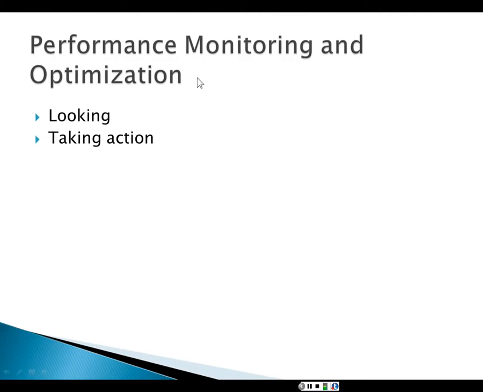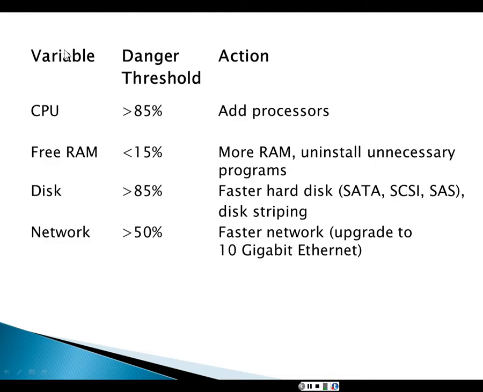Performance optimization, performance monitoring, and optimization. Performance monitoring simply means looking, and performance optimization means taking action if something is wrong. When we perform performance monitoring and optimization, we have key variables, the danger threshold, and then the action that we would take. So for the variable of CPU utilization, the danger threshold is greater than 85%. And if CPU utilization for a particular virtual machine is greater than 85%, then we should add more virtual CPUs.